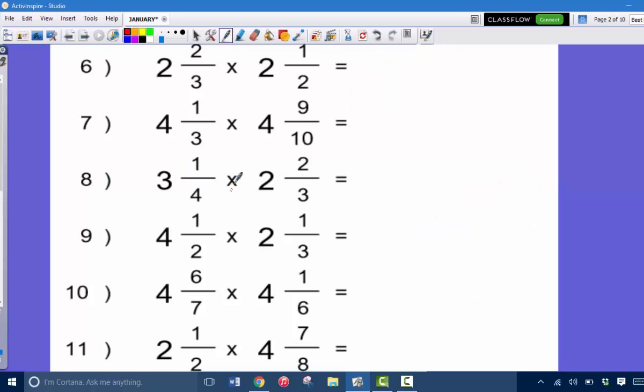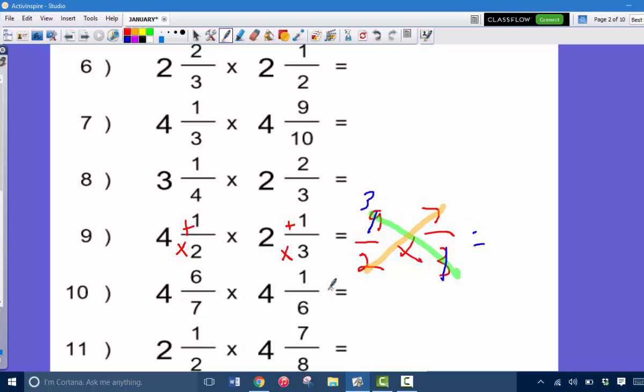Now moving on to number 9. Let's multiply. 4 times 2 is 8, plus 1 is 9. Keep the same bottom number. Multiply. 2 times 3 is 6, plus 1 is 7. Keep the same bottom number. We're going to highlight to see if we have anything that can reduce. Okay. 7 and 2, that's not going to reduce, but 9 and 3 will, because 3 will go into itself 1 time. 3 will go into 9 3 times.